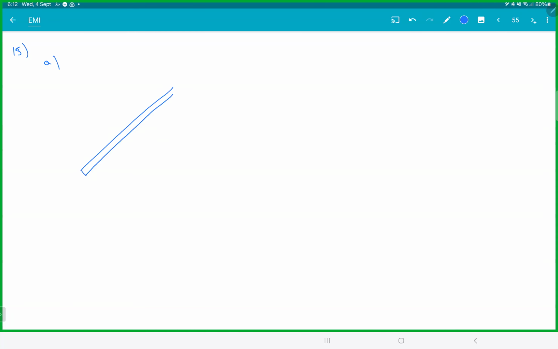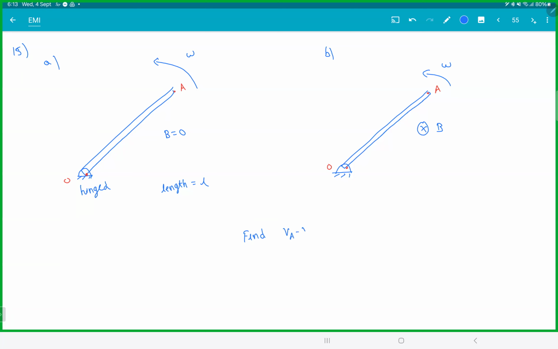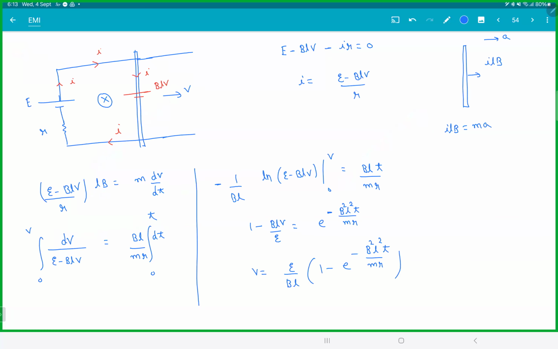We have a rod here. This is hinged at one corner. The rod is rotating with omega. The magnetic field is 0. Length is L. Second case, omega, but the magnetic field is B. This is O and this is A. Find VA minus VO. m is the mass of the electron. e is the charge of the electron. Clear?